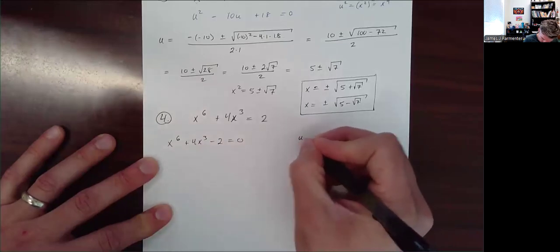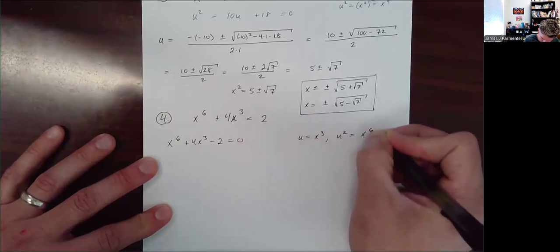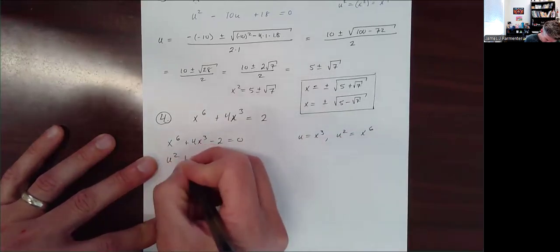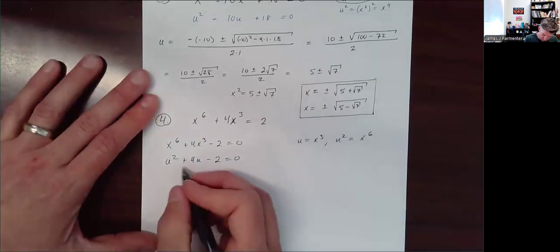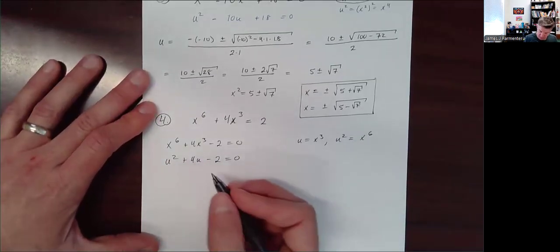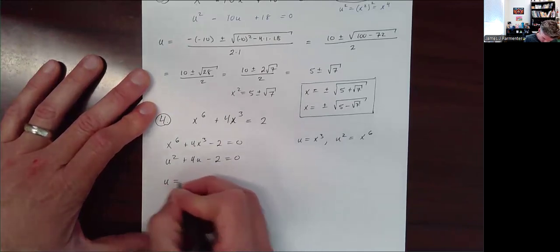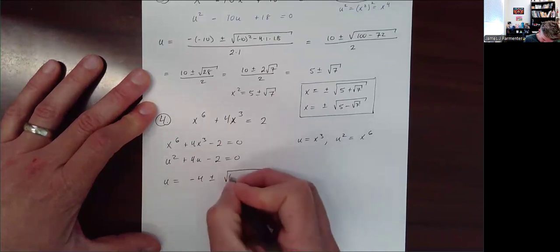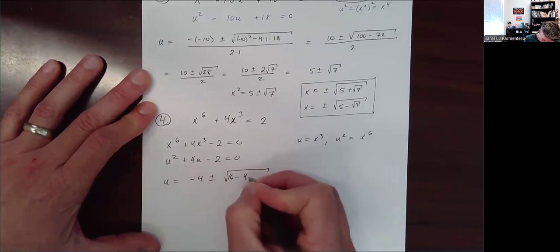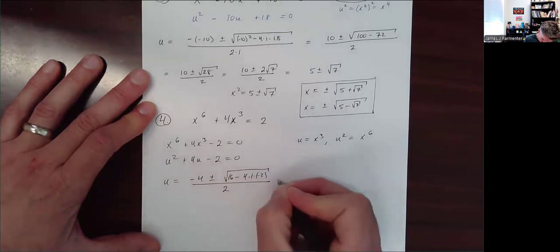We're going to let u equal x cubed. U squared is x cubed squared, which is x to the 6th. So this becomes u squared plus 4u minus 2 equals 0. We're again going to use the quadratic formula because there aren't numbers that multiply to negative 2 and add to positive 4. So we're going to get u equal to negative 4 plus or minus the square root of 4 squared minus 4 times 1 times negative 2, all divided by 2 times 1.